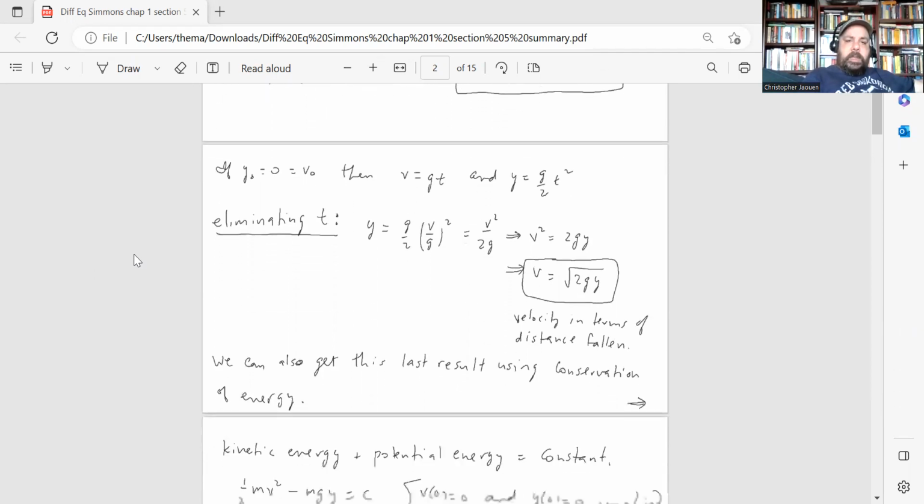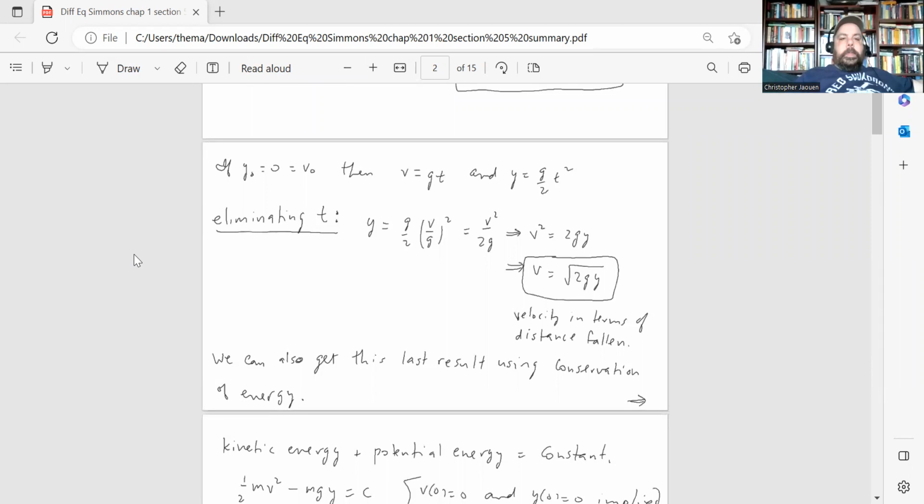All right, then he goes into deriving this formula here. If the initial velocity and the initial position are both 0, then the equations simplify to these two here. v is gt and y is g over 2 t squared. And using these two equations, you can eliminate the parameter t, and that gives you the velocity in terms of the distance fallen. So that gives you this formula here. v is the square root of 2gy.